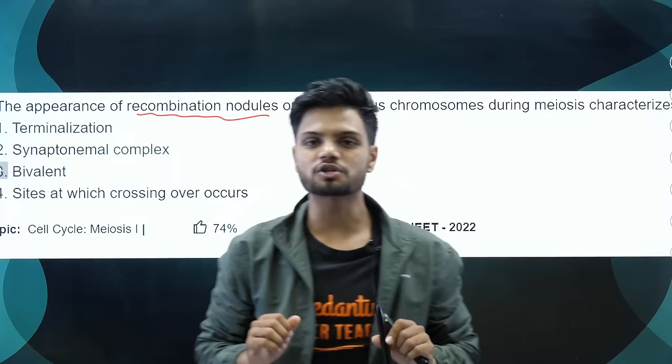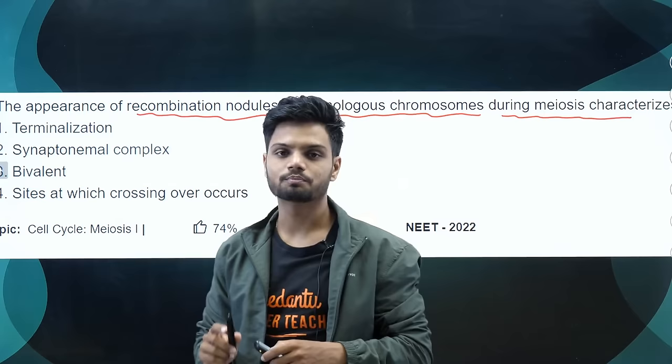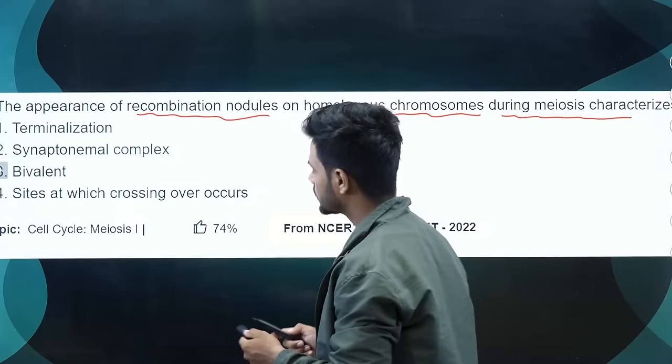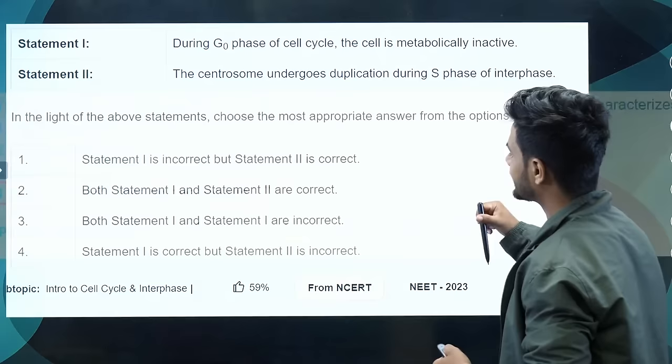On homologous chromosomes during meiosis, what is characterized by recombination nodules? I told you, recombination nodules are involved with crossing over. They are the site for crossing over. Option number 4. Direct line from your NCERT. Next question.